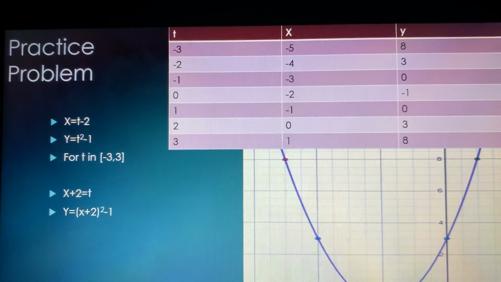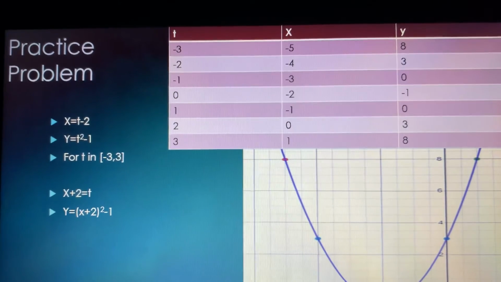So let's do a practice problem. So let's say we have the two parametric equations, x equals t minus 2 and y equals t squared minus 1, for t in the interval -3 to 3. So first we put our t values, -3, -2, -1, 0, 1, 2, 3, because it's in that range.